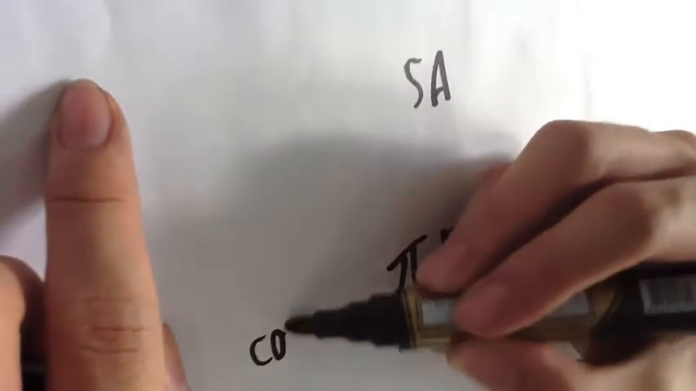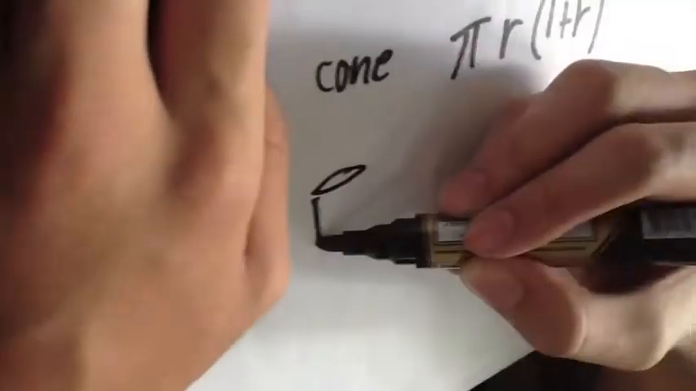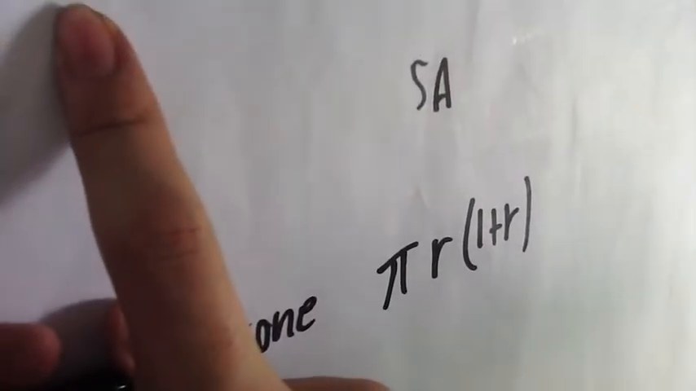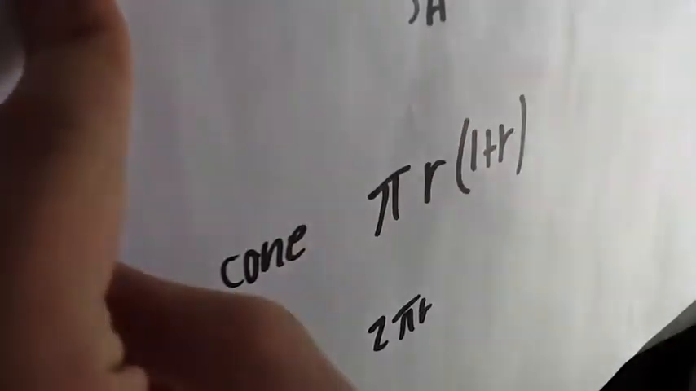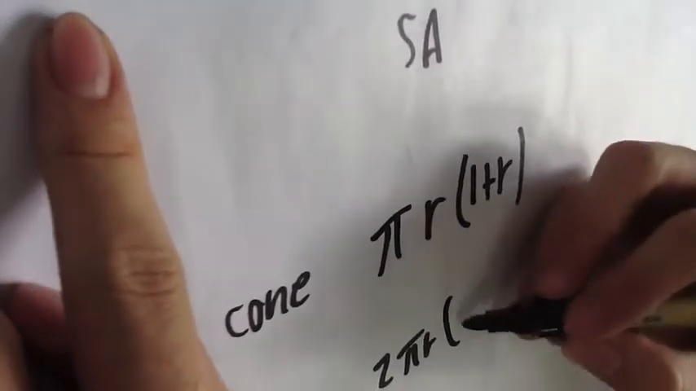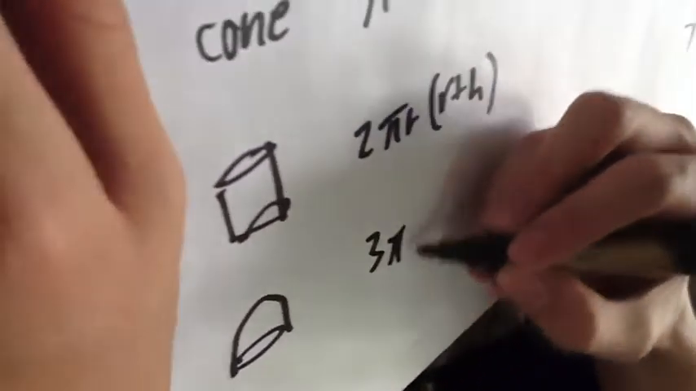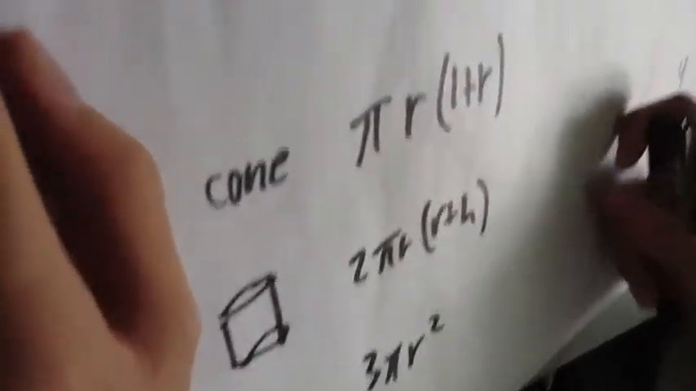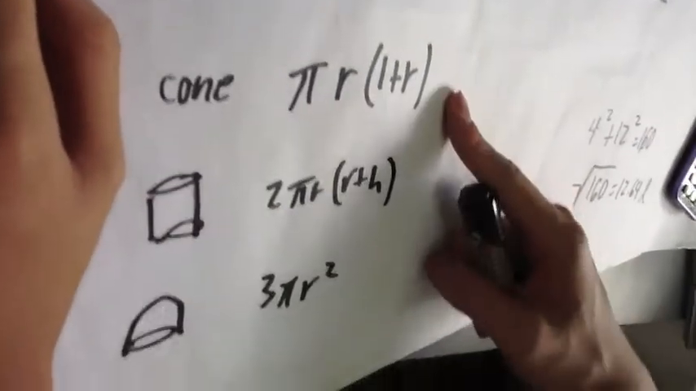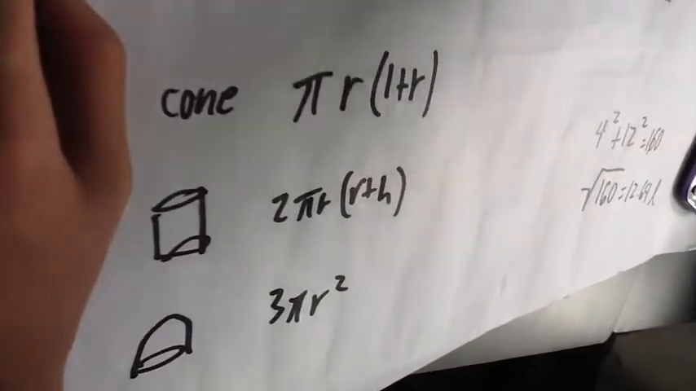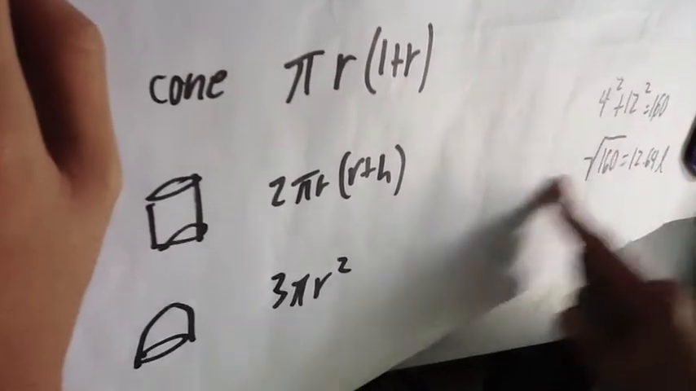This is for the cone, and then for the cylinder, let's just try this because I don't want to write it out. So it's 2 pi r times (r plus height), and then the hemisphere, which is 3 pi r squared. So now that we know this, we should use the radius, the heights, and the slant height we know for it.